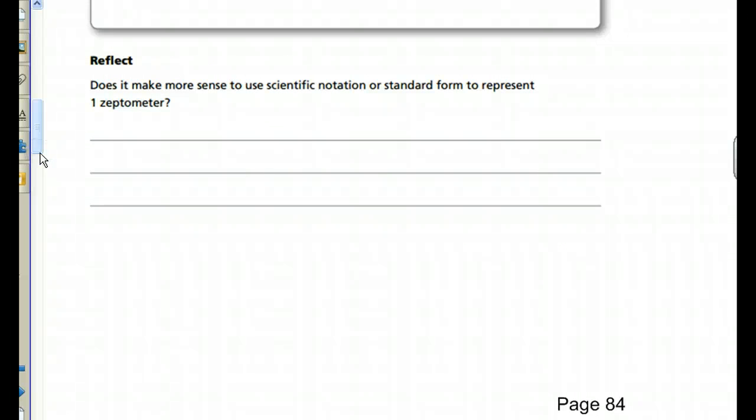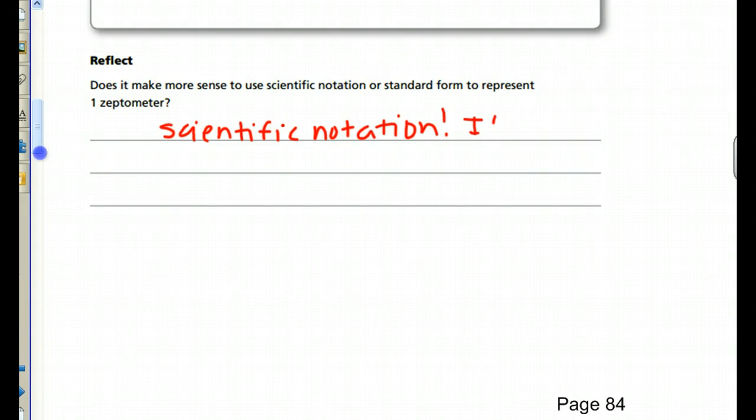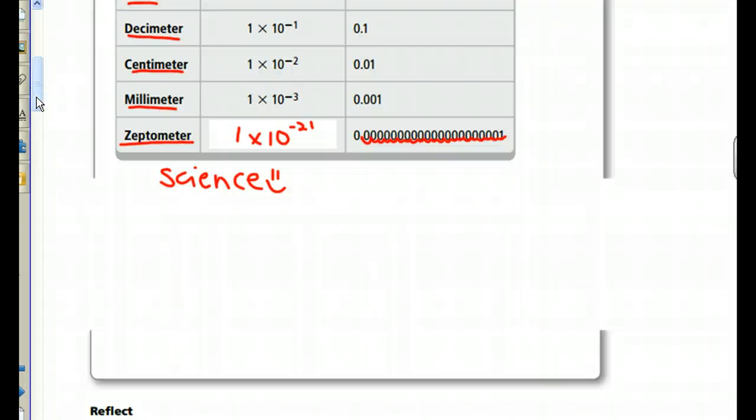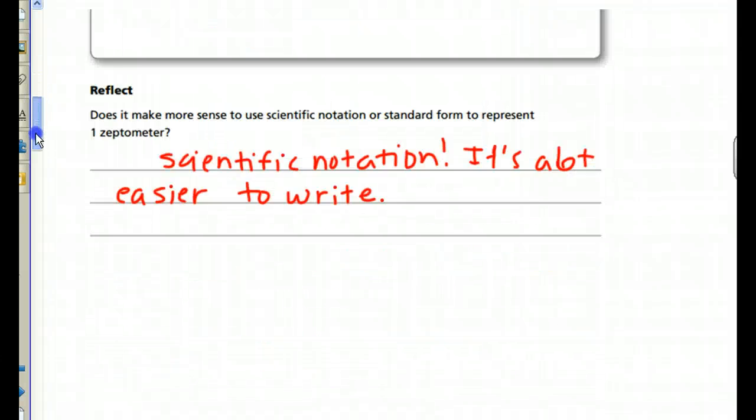Now down here, does it make more sense to use scientific notation or standard form to represent 1 zeptometer? Well, obviously scientific notation. Why? Because it's a lot easier to write if we are using standard notation. All those zeros, look, there's 21 zeros right in a row. It's easy to make an error with all those zeros.